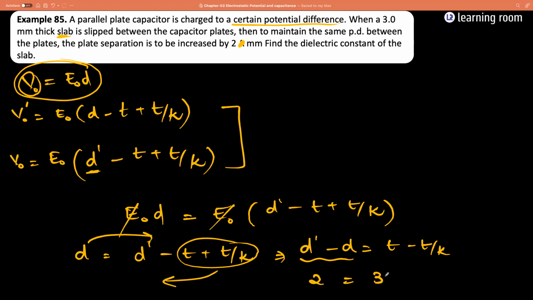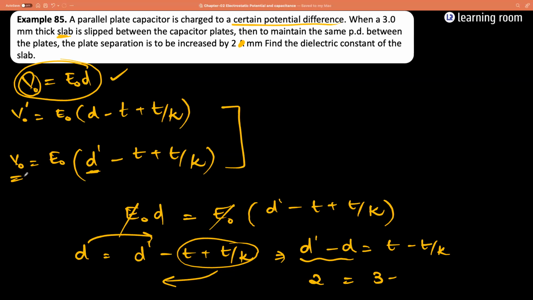Sir, which V naught is it, sir? You've written two V naughts. See, the first V naught is the E naught into D term. Third one is V naught. That is the meaning. Actually, what will happen is they've charged it to a certain value. Now, when you insert a dielectric, the potential will drop, because here they didn't speak about the battery. So whenever a dielectric is inserted, potential will drop. So to bring it back to the same potential V naught, they have increased the distance between the plates of the capacitor by 2 millimeter. You're able to understand that point? Yes, sir. Understood, sir. That is why the third one is V naught.